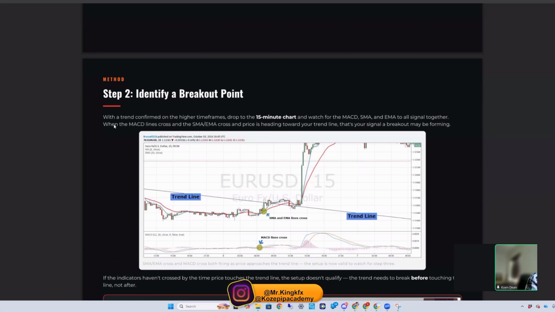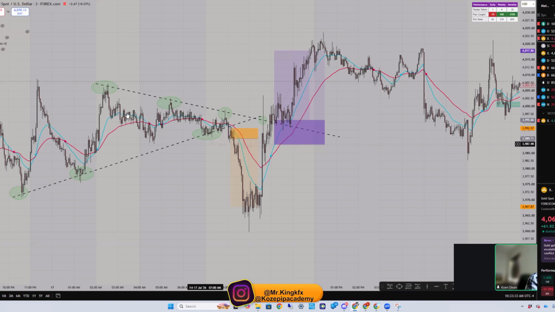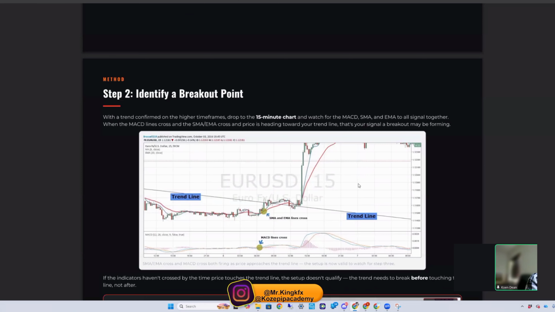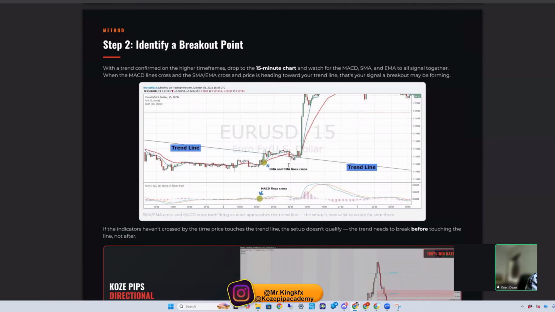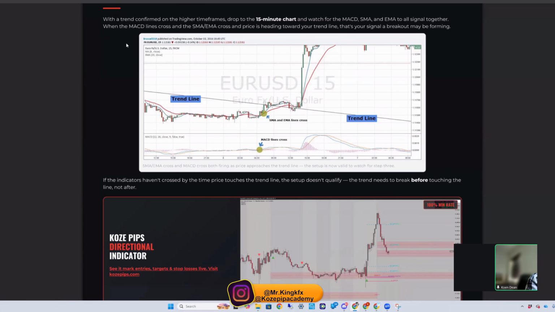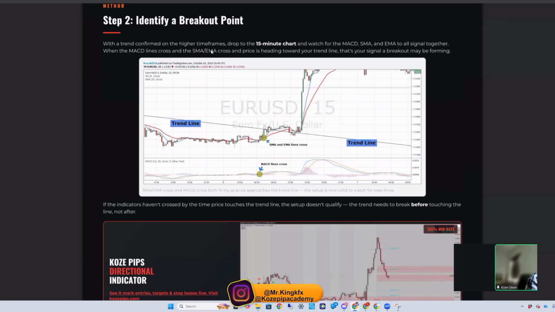If you do use top-down analysis, you're going to identify this trend on the higher time frame versus the 3-minute, like how I did. And then you're going to be dropping down to the 15-minute to actually get your 3 candles above, and you're going to get your entry from there, right? So you can also use your MACD and your RSI to see when it does cross, or your EMA and see when it does cross.